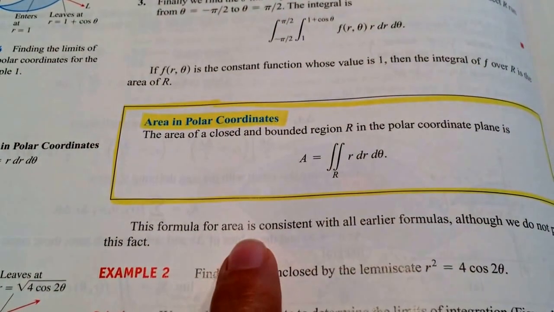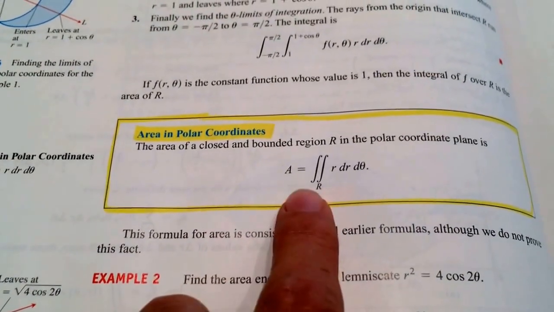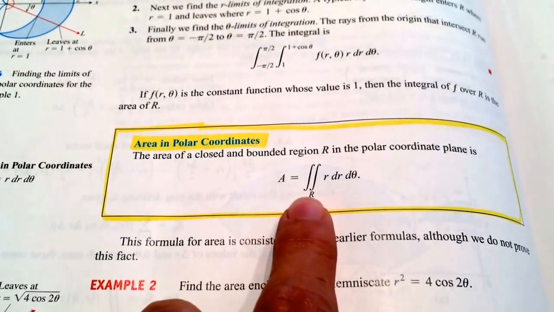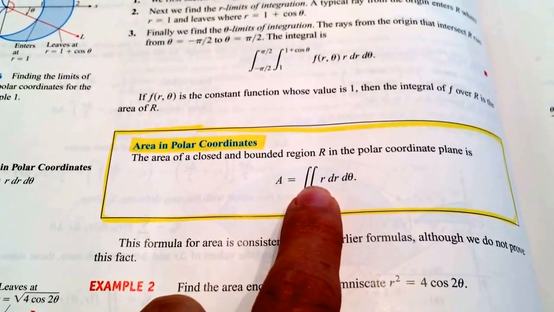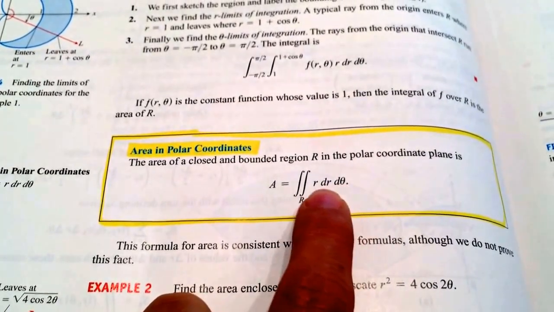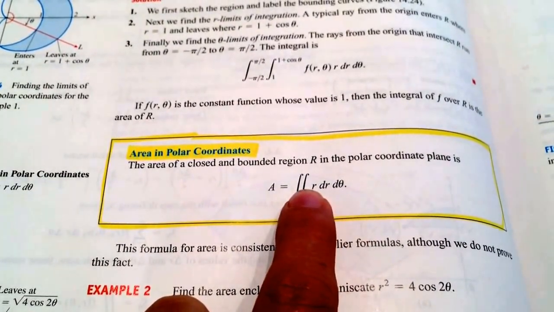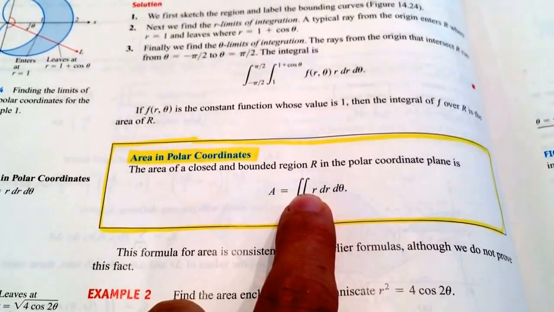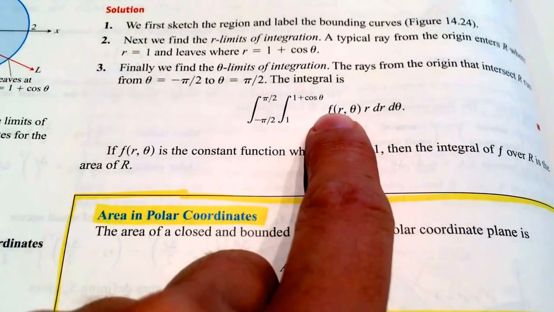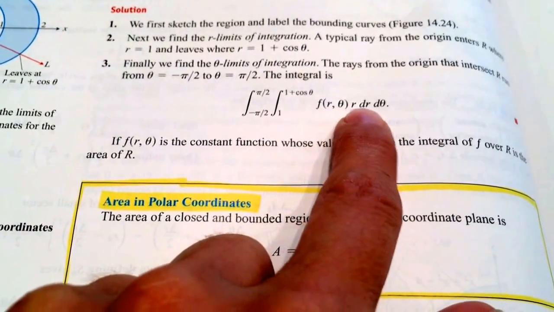This is like what we were talking about before, where you can use a double integral to find area if your function is 1. So notice the r dr d theta, that's just the dA. So the function is actually a 1. The function is not the r. See up here how it would be a function and then times the r dr d theta?